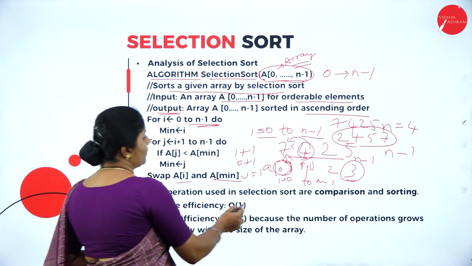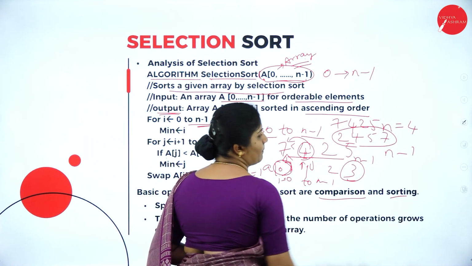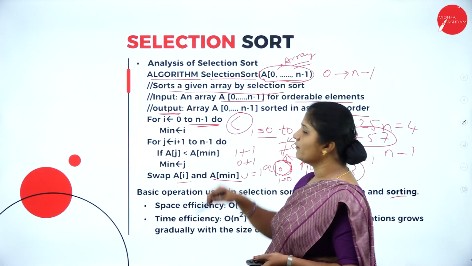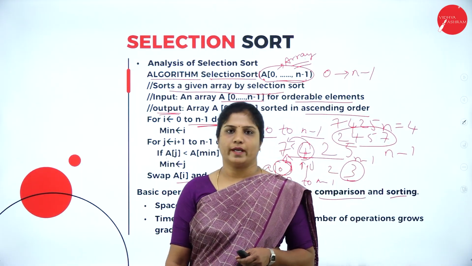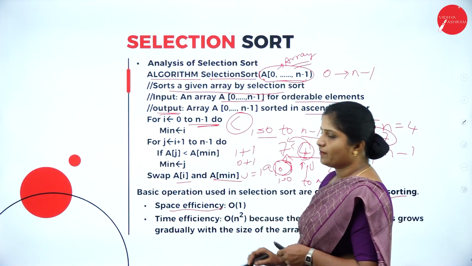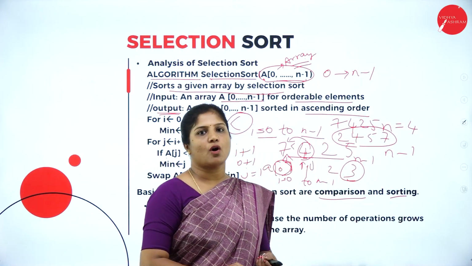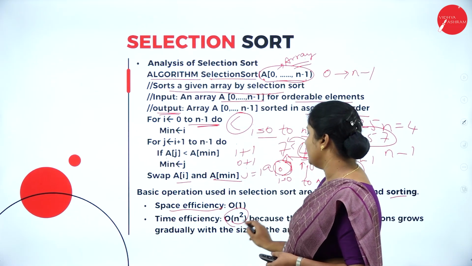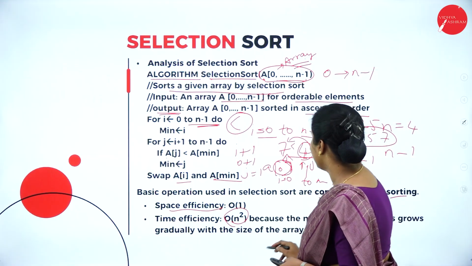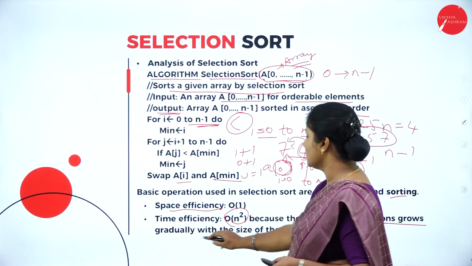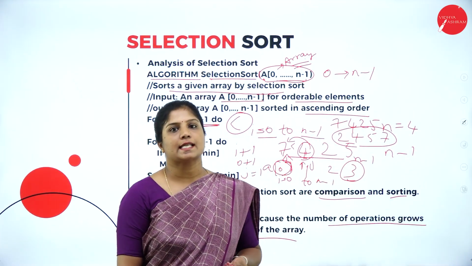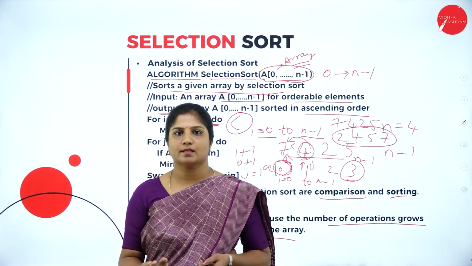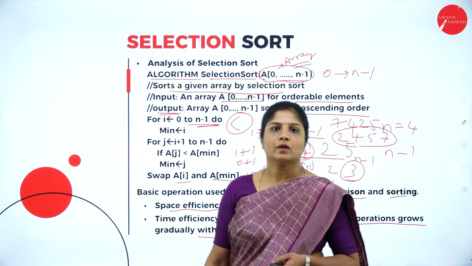So what is the basic operation we used? We used comparison, that is the lesser than comparison operator. Then what will be the space efficiency? It is big O of 1. Then the time efficiency will be big O of n square, because the number of operations grows gradually with the size of the array. So as my array input size increases, the time complexity also increases.